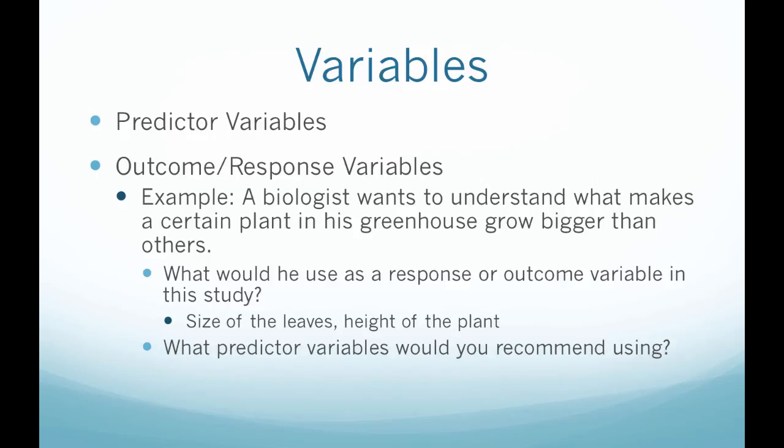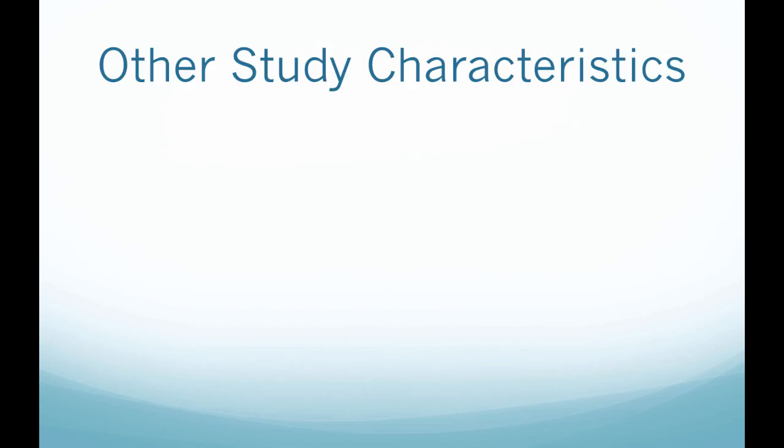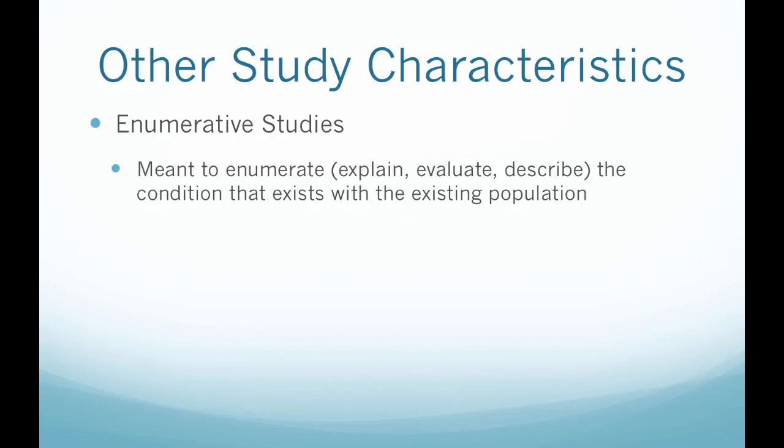Once again, there are several different answers to this question, but some of the factors that might contribute to the size of the plant would be the amount of light it is receiving, the pH of the soil, or perhaps the frequency of watering. Studies themselves can also be categorized. An enumerative study is focused on the judgment of results. It is meant to enumerate or explain, evaluate, and describe the condition that exists within the existing population.